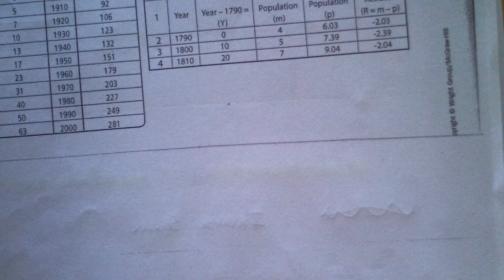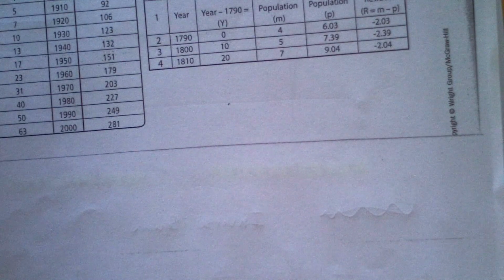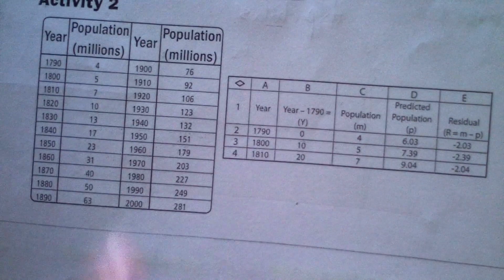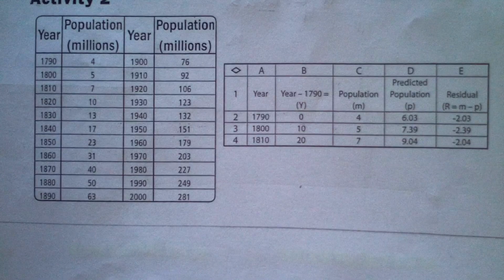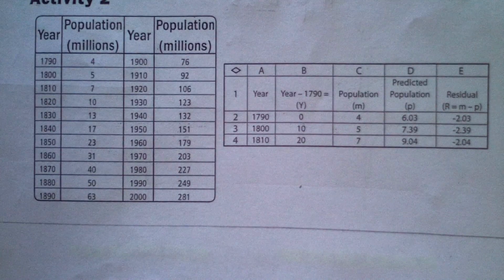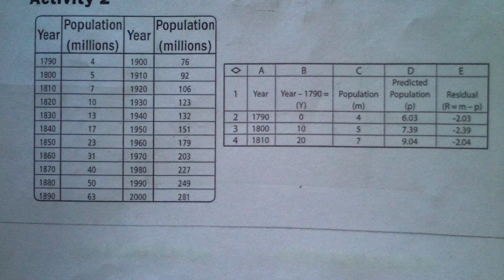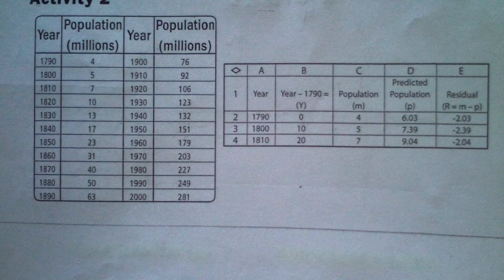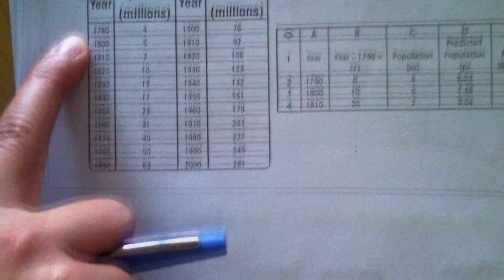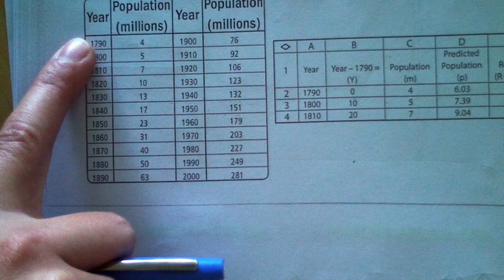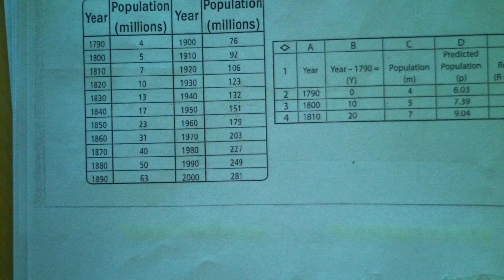Important thing to note here, it does tell us in the directions that it wants us to use the years after 1790 as our independent variable. So instead of typing years into our calculator, we're going to need to change these all to how many years it is after 1790. So that first one there would just be 0 years, right? Because it's right on 1790. And then 1800 would be 10 years away.